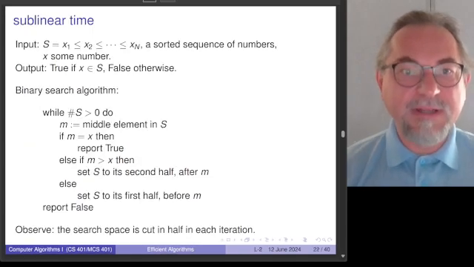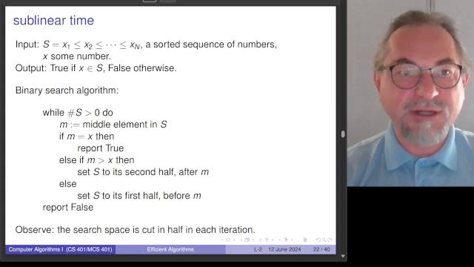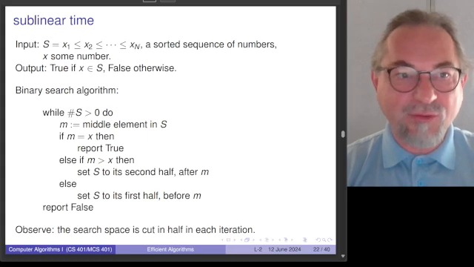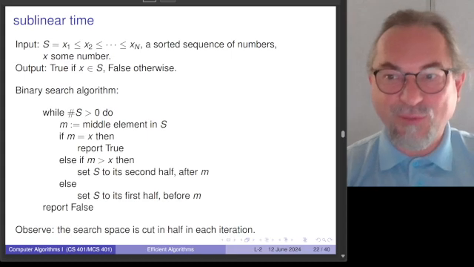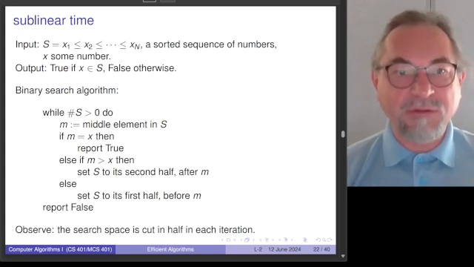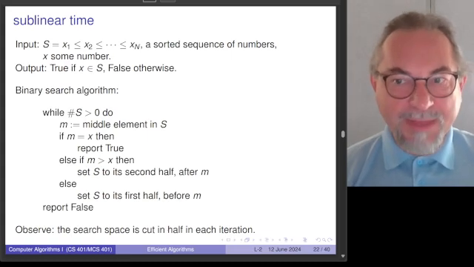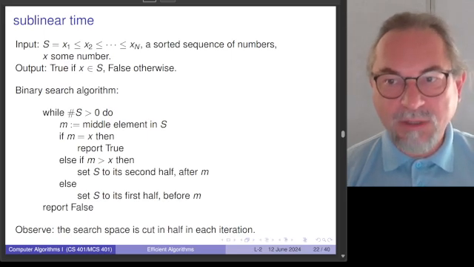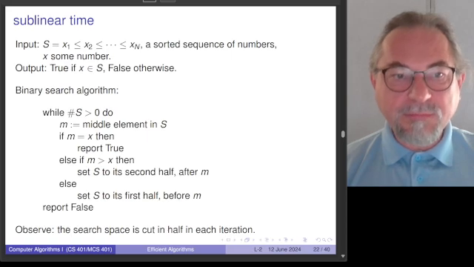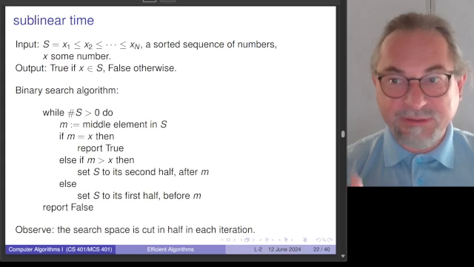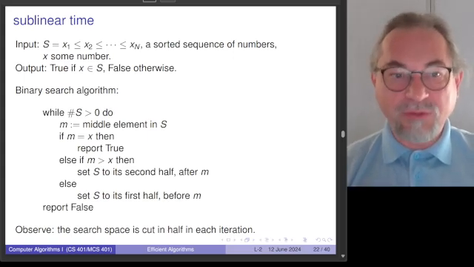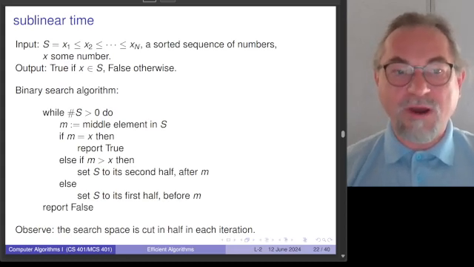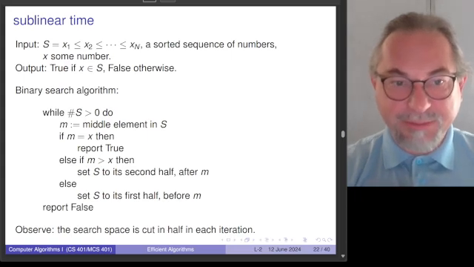Okay, here is the binary search algorithm. We formulate it as an outcome that is true or false, so there's only one bit that is returned. Given on input a sorted sequence and a number, we want to decide if that number belongs to the sorted sequence or not. We pick the middle element. We are checking whether the middle element is the element we're looking for. If not, we continue in the second half if the number we're looking for is larger than the middle. Otherwise, we set the search space to the first half.